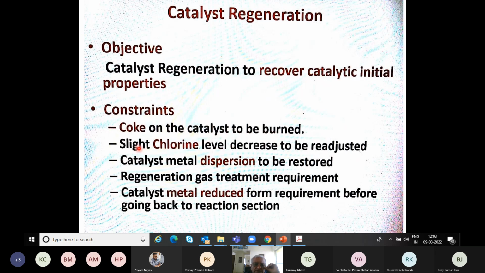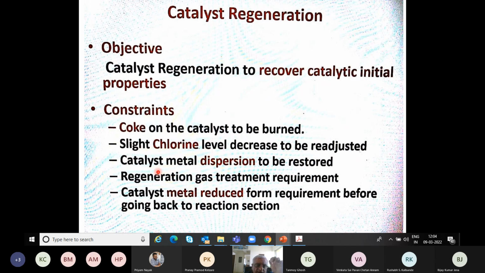What happens is that during the reaction, the chloride level on the catalyst also drops. In other words, the acidity of the catalyst also drops, which is not good, because if you recall the chemistry of catalytic reforming, there are molecular transformations that happen because of the acidity on the catalyst. So that chloride level has to be readjusted.